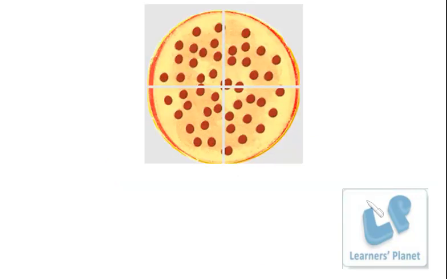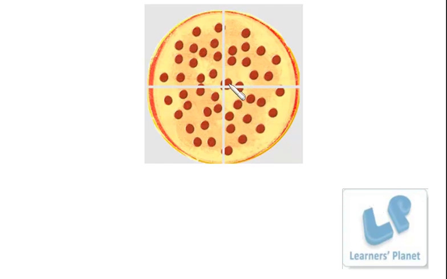Now kids, as we have done four parts of this pizza, similarly we can do eight parts of this pizza. Suppose four more friends come, right? Then what you have to do? You have to give the share to them also. So you have to make eight parts, and all the parts should be equal.